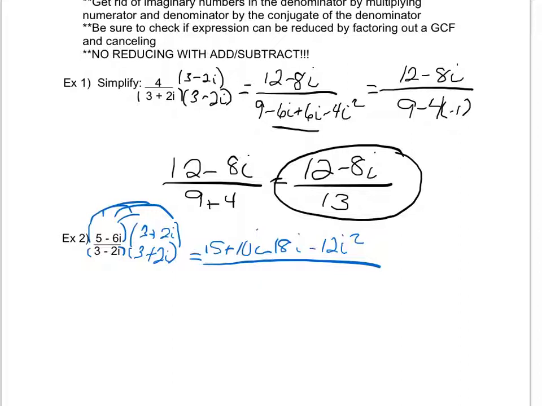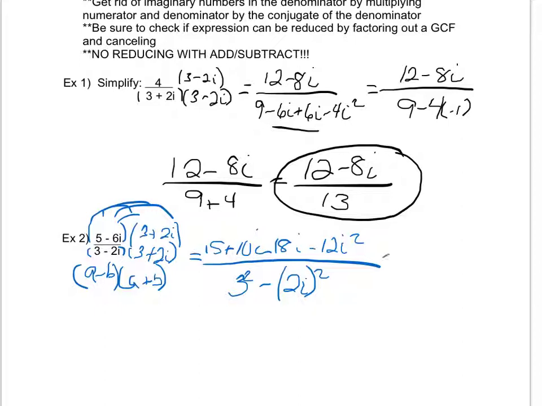and again on the bottom I can FOIL, but I can take a shortcut from FOILing if I notice that this is in the form of something minus something times something plus that same something. So in other words, this is in the form a minus b times a plus b. So I can FOIL like I did in the first example, or I can use my formula that tells me in the denominator I'm going to get a squared minus b squared, and I have to remember to square all of b.